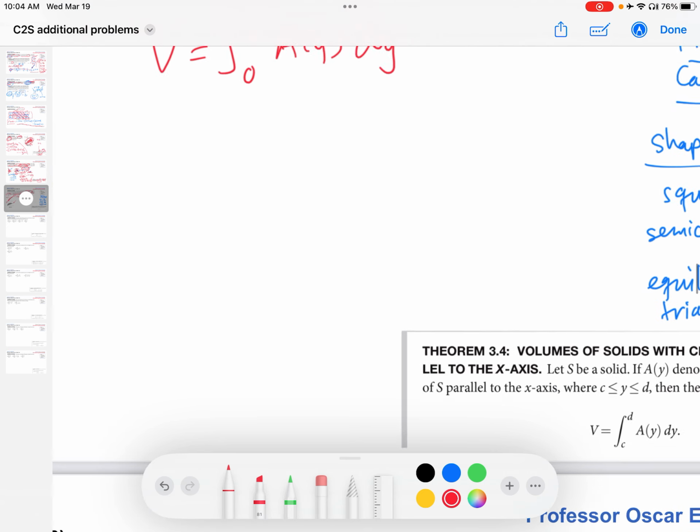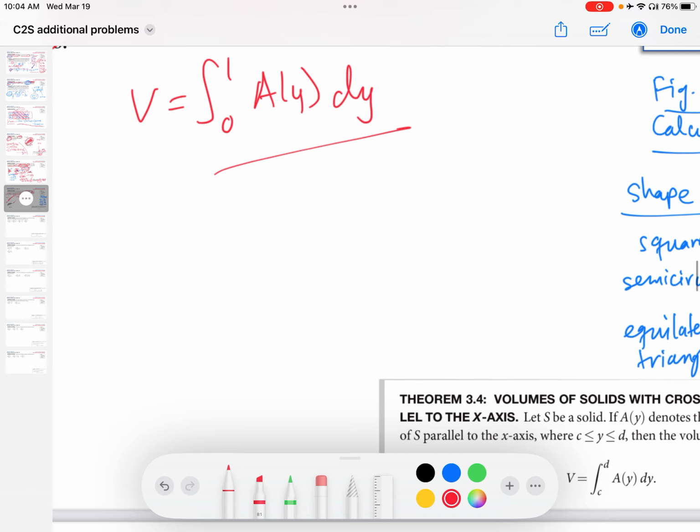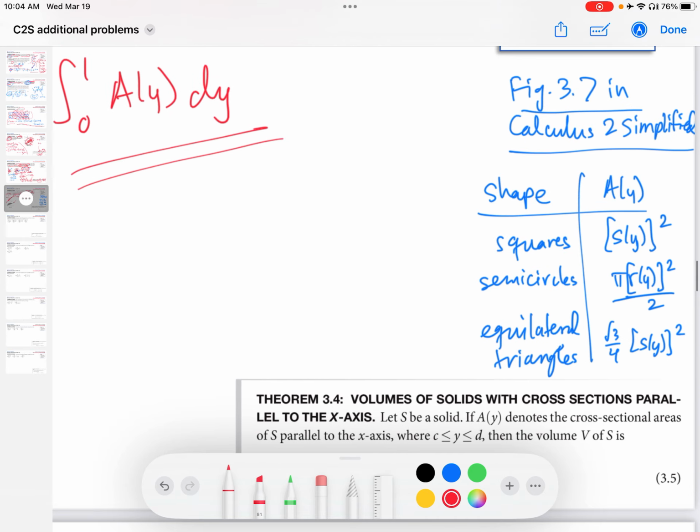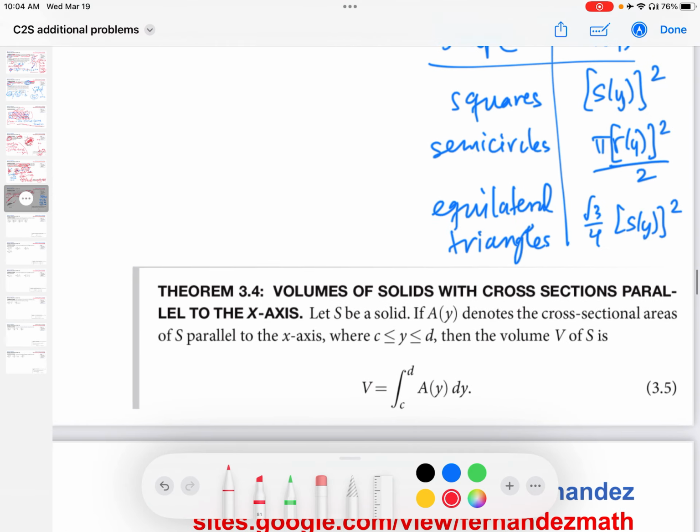I just want to point out where this integral that I'm using came from. This is theorem 3.4 in the book, so feel free to pause the video here if you'd like to take a look. But long story short, if you know your smallest c value and your largest d value of the 2D region, in our case y equals 0 and y equals 1, those are our c and d values.